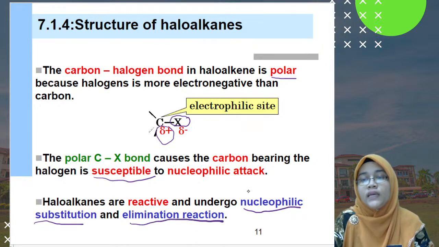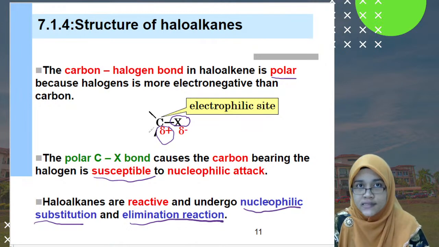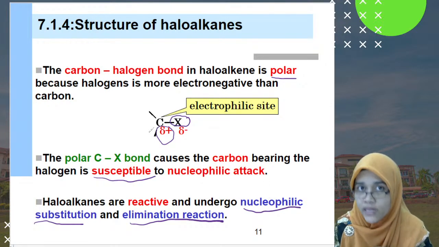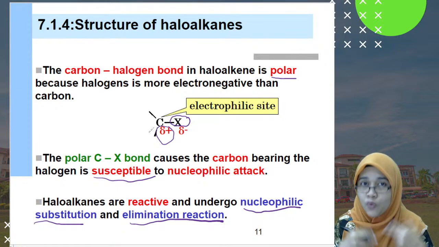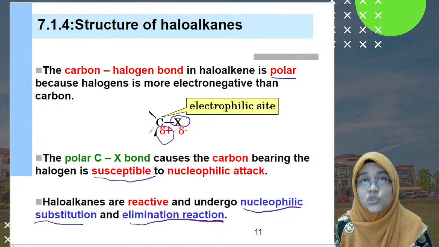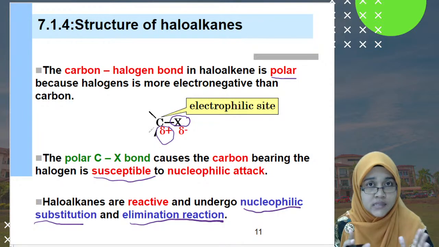Alright. So in these nucleophilic substitutions, actually there are two ways. One is Sn1, one is Sn2, that I will teach you later. So please stay tuned.